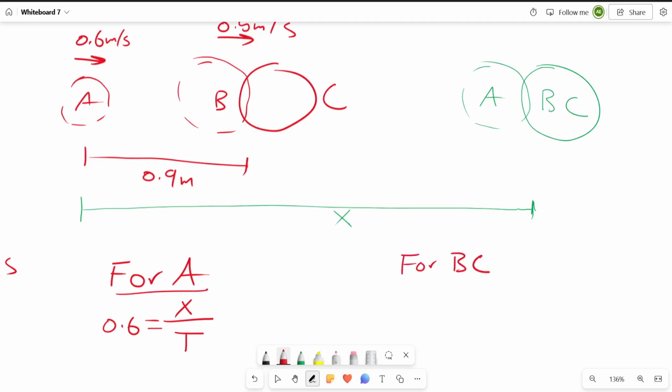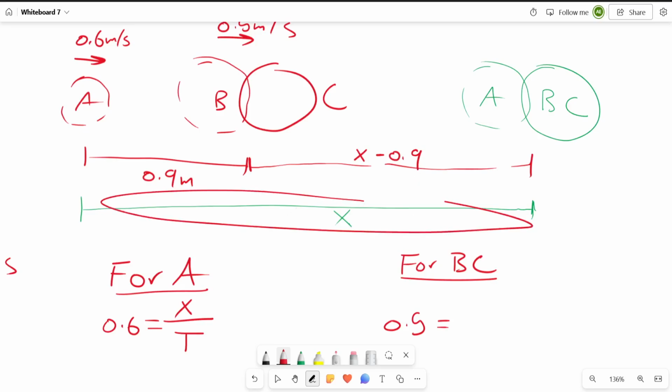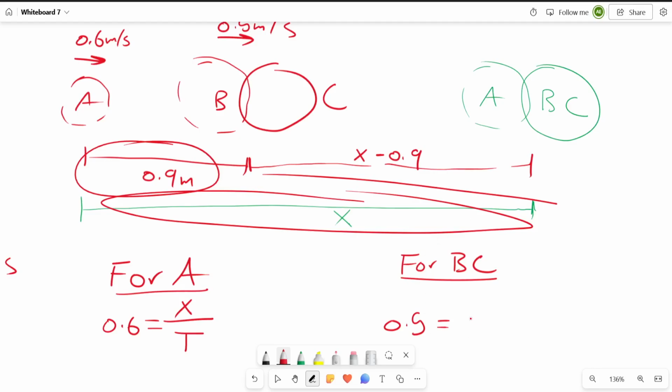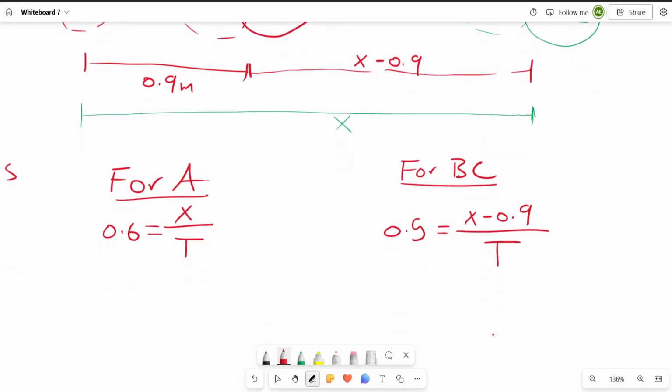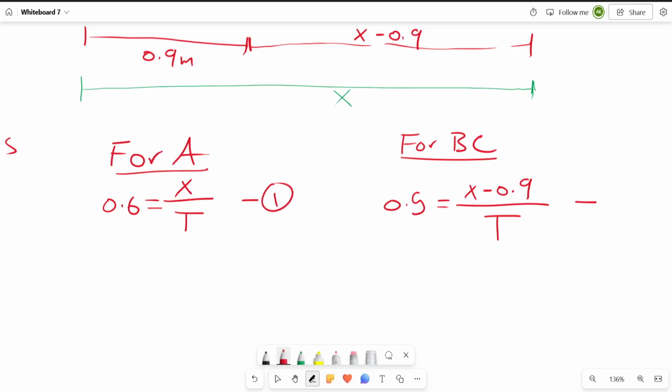For particle BC, their speed is 0.5. Their distance is going to be what? They're going to move this distance, right? Only this period, which is basically x minus 0.9, correct? Because from this whole x, remove 0.9, and you end up with this distance. So x minus 0.9 over, it's going to take the same time, right? Because they're going to hit at the same time. So the same time that has passed for A until it catches up is the same time that has passed for the particle B and C. So we use the same time. Now we have two equations, equation 1, equation 2, and two unknowns. We can use that to solve.